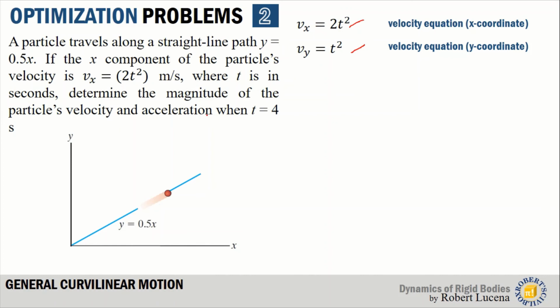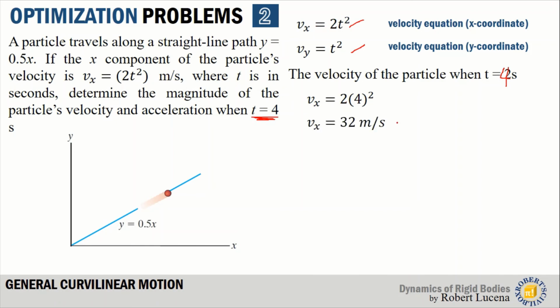Now one of the objectives could be determined by simply substituting the parameter when t is equal to 4 seconds. Let's get the velocity when t is equal to 4 seconds. Vx now is 2 times 4 squared. So we have the velocity along the x component equal to 32 meters per second. And vy, substituting t equals 4 seconds, the velocity about y now is 16 meters per second.